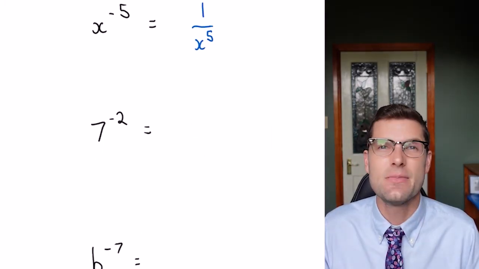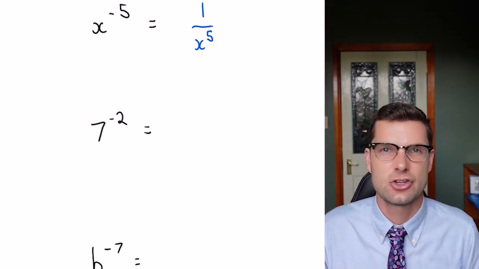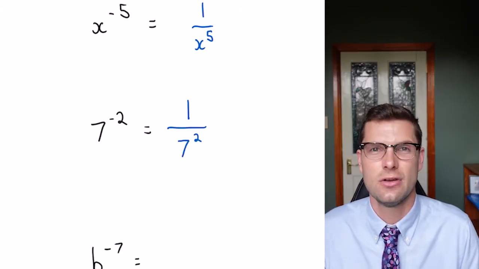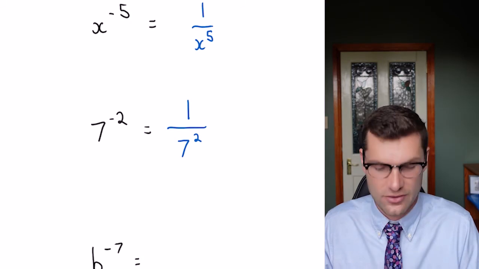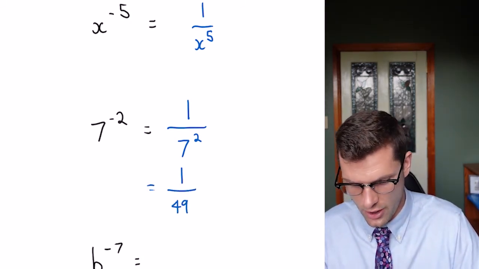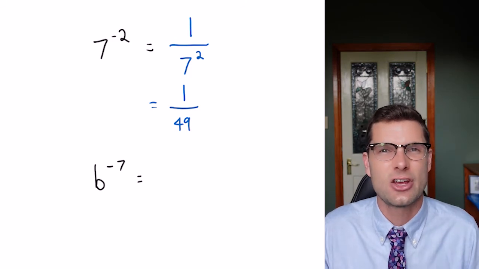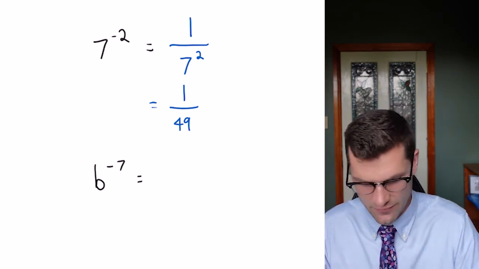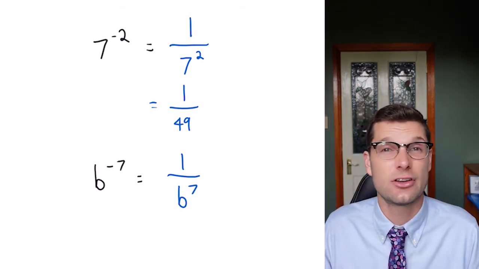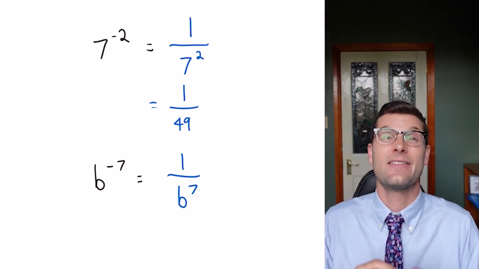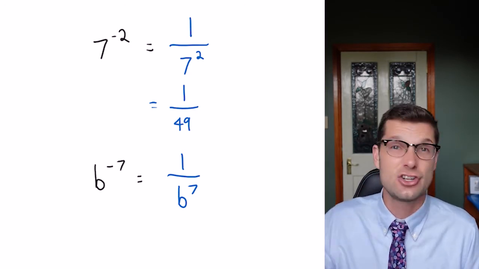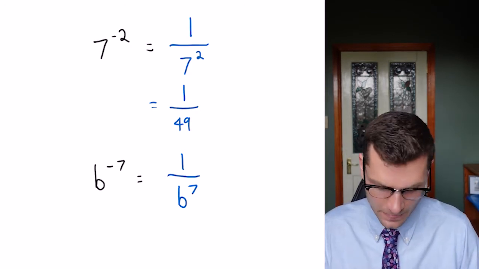This next one with numbers, 7 to the power of minus 2 becomes 1 over 7 to the power of 2. 7 times 7 is 49, so my final answer is 1 over 49. One more example with an algebraic term, b to the power of negative 7 becomes 1 over b to the power of 7. So you don't have to do a huge amount of work here. The powers are exactly the same as we've been dealing with. They're just on the bottom of a fraction.